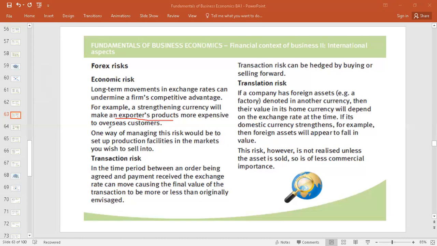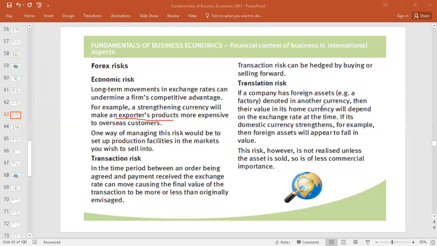Translation risk. When one business has units in foreign countries, assets are there in the foreign countries also. As on a particular date, when the assets have to be converted into the domestic currency, they are to be translated into the local currency. Why do they have to do that? If a company has foreign assets, a factory denominated in another currency, then their value in its home currency will depend on the exchange rate. It's not needed all the time, but if there is a parent company in a domestic country and their subsidiary units are present in foreign countries, on the date when the financial statements are to be disclosed, the subsidiary's accounts will be consolidated with the parent company's accounts.